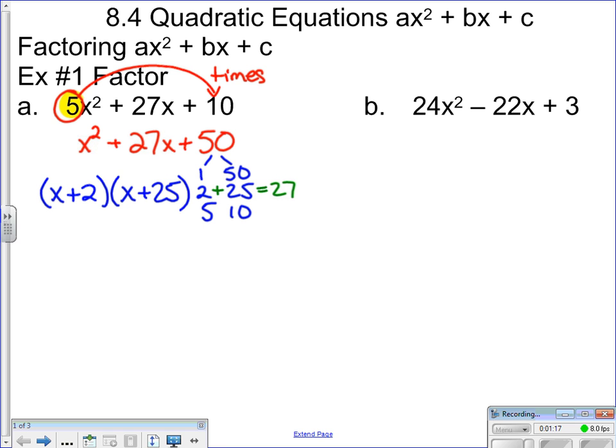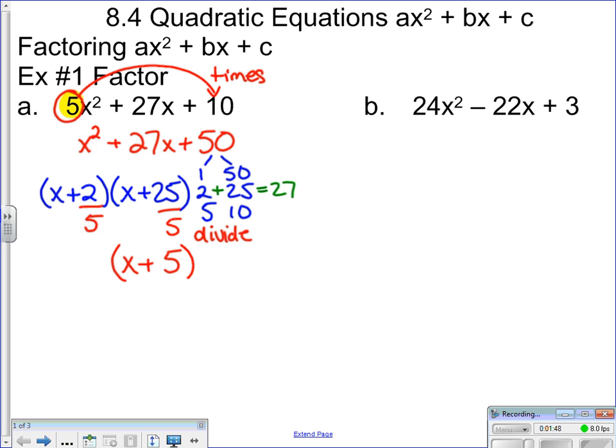Now, I can't stop there because in the beginning, if you remember, I multiplied by 5. So now I have to go back and divide by the number I multiplied by. So I'm going to divide both numbers by 5. Now, in the case of 25, it works out nicely. 25 divided by 5 is 5. However, 5 does not go into 2.